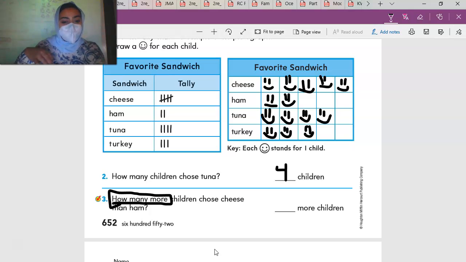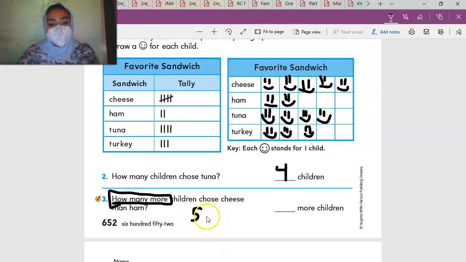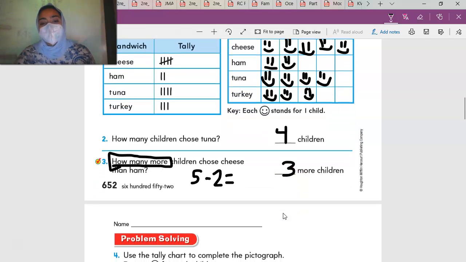So number 3, how many more means take away. Well, what am I taking away? How many more children chose cheese than ham? So I'm taking away cheese and ham. Cheese is 5 and ham is 2. If you want to go further and show your work, just write down 5 take away 2 so I know what you did. 5 take away 2 is what, class? 3. Good job.